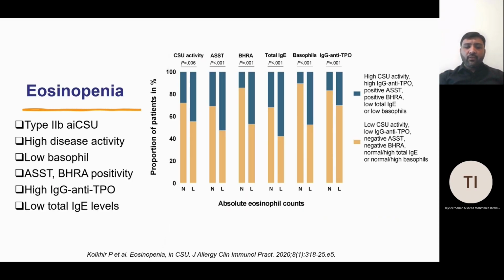What is the role of eosinophils in chronic spontaneous urticaria? Eosinopenia has been found to be associated with the type 2 endotype. They are characterized by a high disease activity. These patients may have associated low basophil counts. They may have a positive autologous serum skin test or a positive basophil histamine release assay. They may have high IgG anti-TPO or low total IgE levels, which have all been found to be markers of type 2 autoimmune chronic spontaneous urticaria.